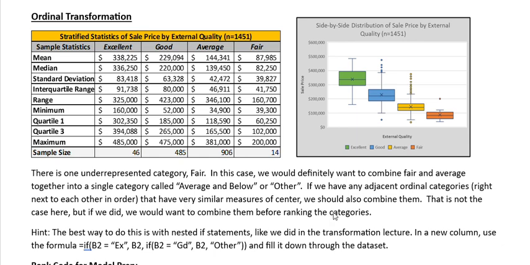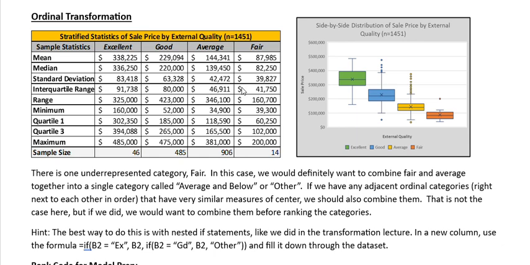If we have any adjacent ordinal categories right next to each other in that order, and we have very similar measures of spread, we should also combine them. So if we had two categories next to each other and they had the same means and the same medians and similar measures of spread, we would also want to combine them because they're basically telling the same story. They're introducing the same information. That's not the case here, but if we did, we would want to combine them before ranking the categories.